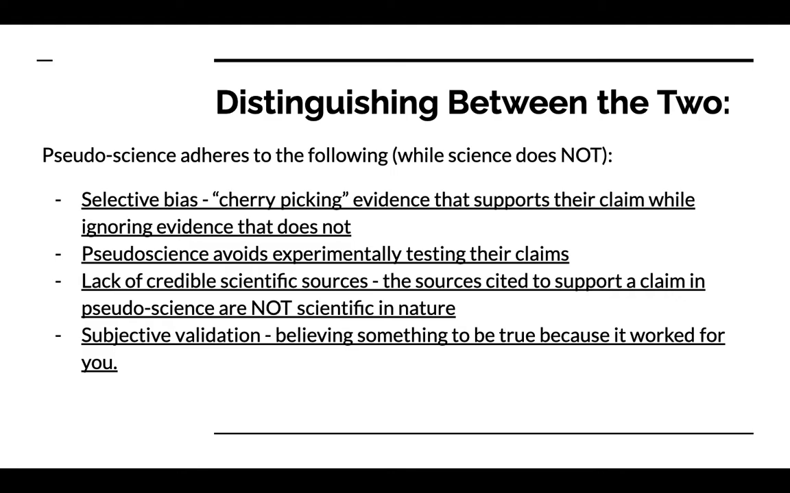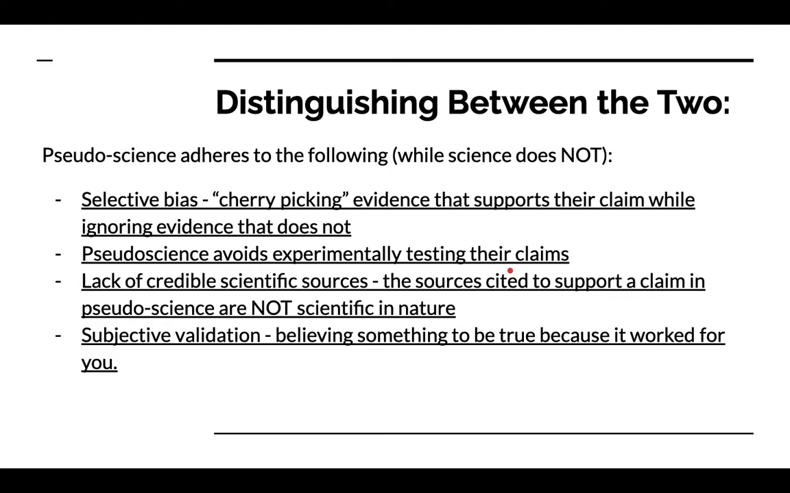Okay. Subjective validation. Pseudoscience will adhere to what's called subjective validation, meaning believing something to be true because it worked for you. An example of that would be if I had a headache and I ate some chocolate and my headache went away, and I said there's a link between whatever's in chocolate and curing headaches. My trying to pass that off as a scientific claim would be an example of pseudoscience. There may be a link, but we need to do extensive experimental testing in order to see if there is actually a link, which goes back to point 2 again.